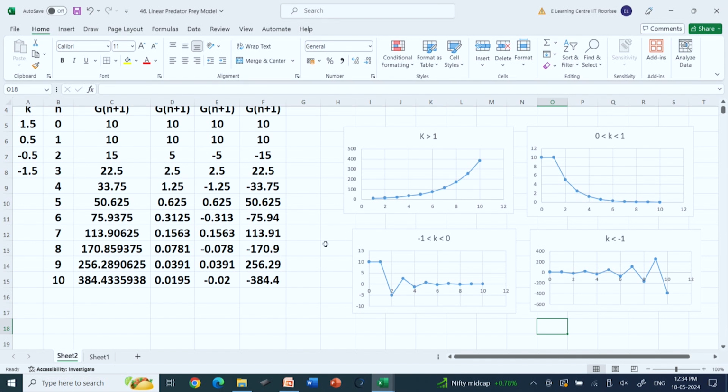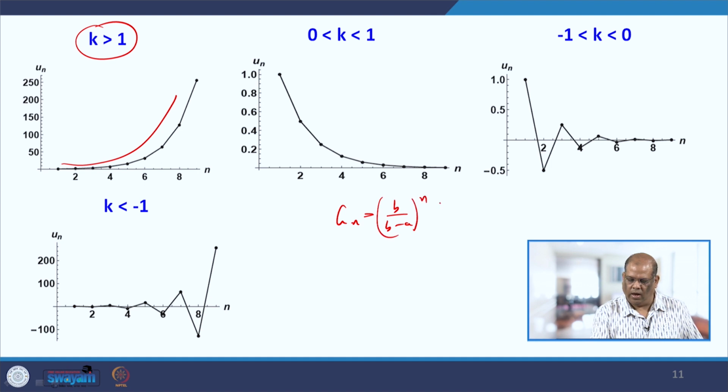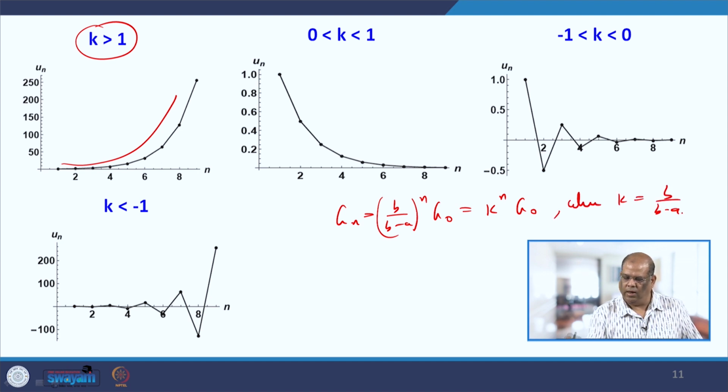Okay, so let's discuss them in terms of the Harrod model. So when k is greater than 1, what happens? As you can see, when k is greater than 1, your Gn increases without limit. It becomes an ever increasing amount as time passes. Your Gn was (b by b minus a) to the power n into G0, which we have replaced by k^n G0, where k is equal to b by b minus a.